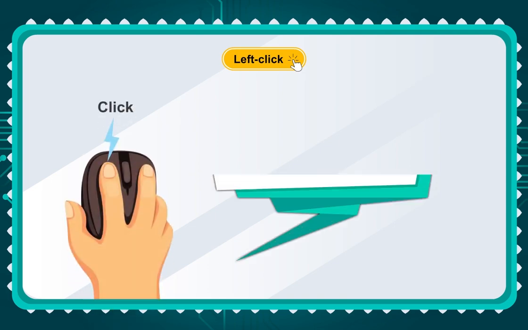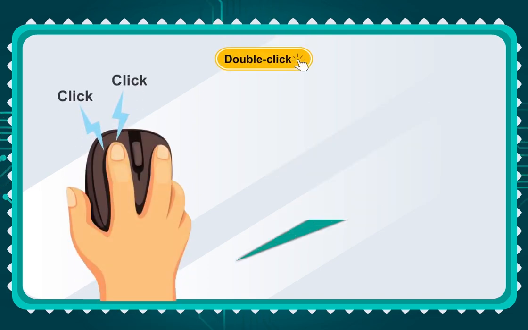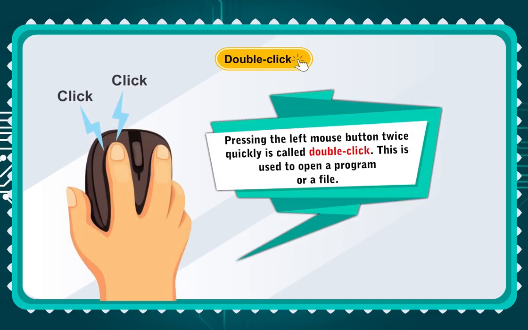Left click. Pressing the left mouse button once and releasing it is called left click. This is generally used to open or select something. Double click. Pressing the left mouse button twice quickly is called double click. This is used to open a program or a file.